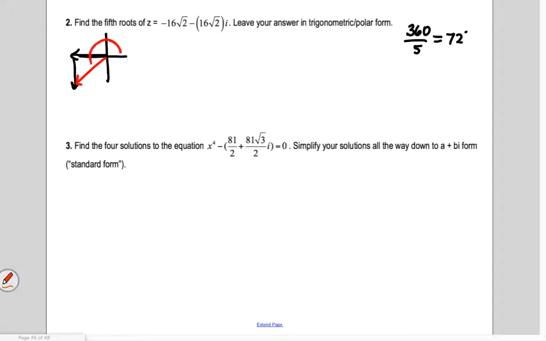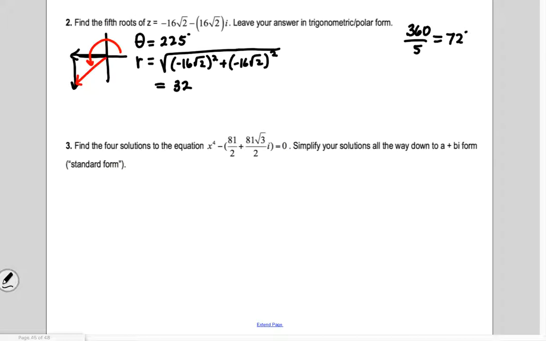So what's this angle then? 45 past 180. So our angle is going to be 225, right? My r is going to be the square root of whatever, I don't need the negatives in there, but negative 16 root 2 squared plus negative 16 root 2 squared. So you guys end up getting 32.